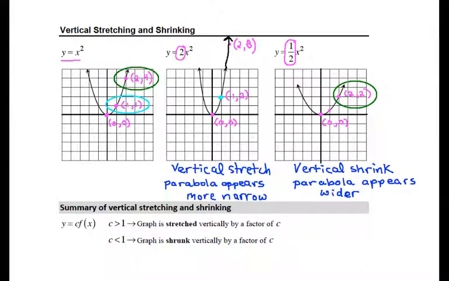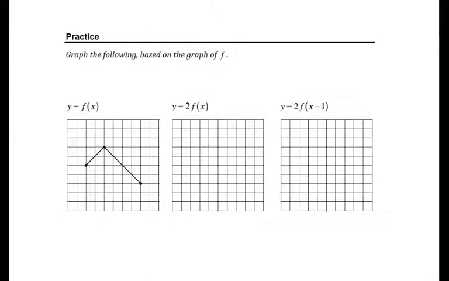So to summarize our vertical stretching and shrinking, in both cases it is a number multiplied by the function. If that number is greater than 1, we're going to see what we call a stretching effect. And if that number is less than 1, then we see what we call a shrinking effect. But the idea of the graph appearing more narrow in a stretch or appearing wider in a shrink doesn't apply to every shape. So let's see what happens in this case where our graph has endpoints.